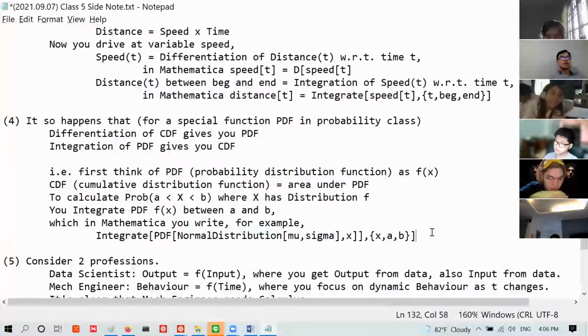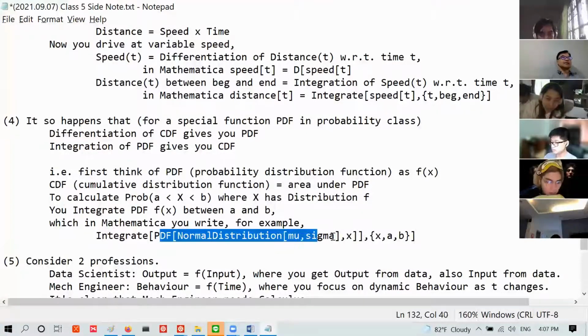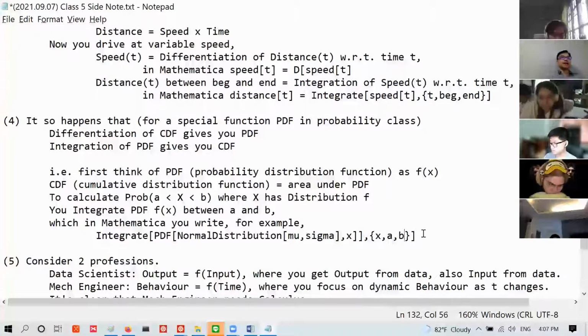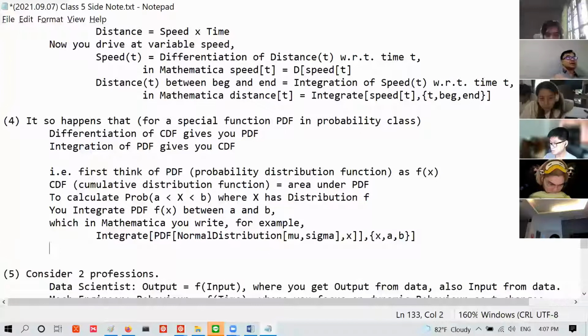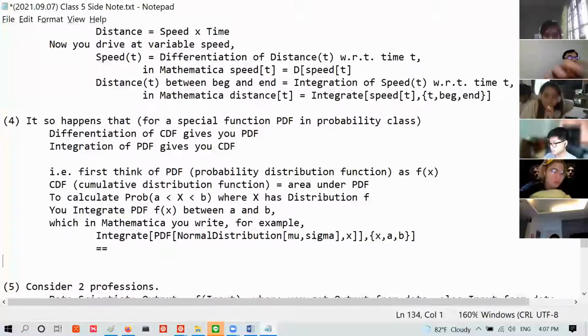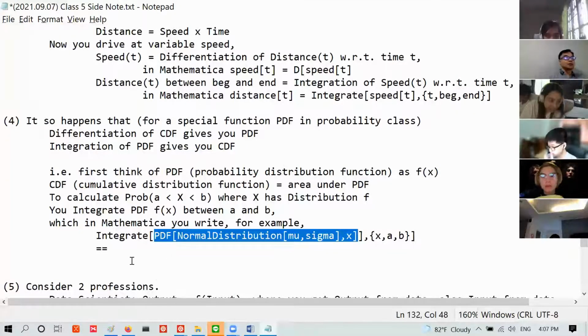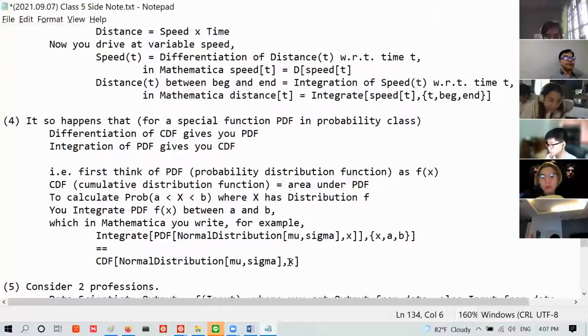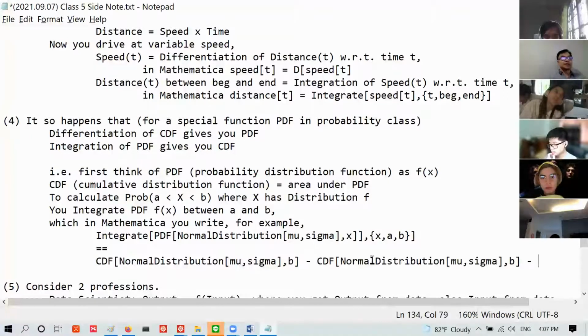Now, normal distribution is something you should be comfortable with. You see that a lot. Mu is the mean, right? Sigma is the standard deviation. This just gives you the PDF of x. This is the blue curve. Integrate gives you the yellow curve between A and B, right? It's the same thing as the CDF of B minus the CDF of A. This one I want you to remember.